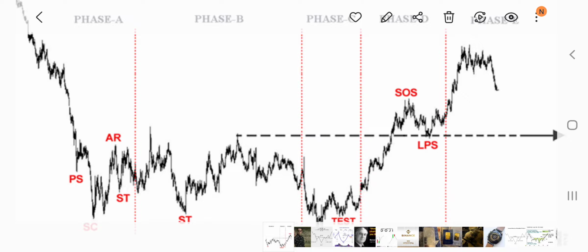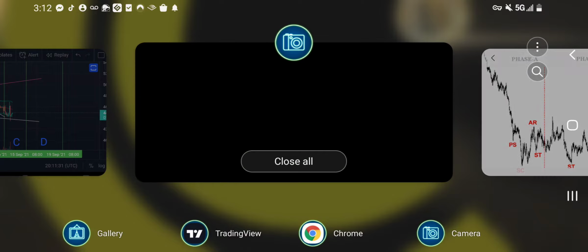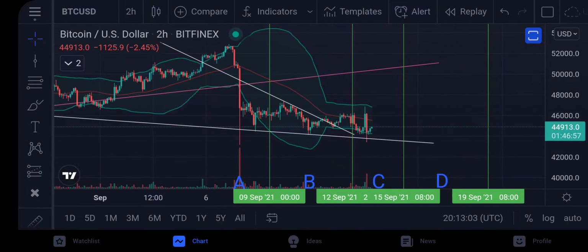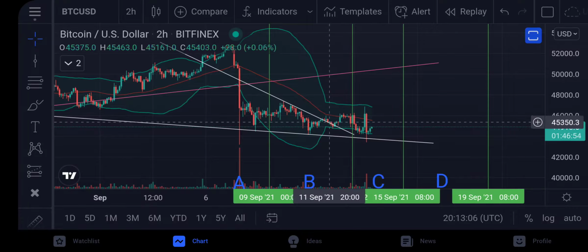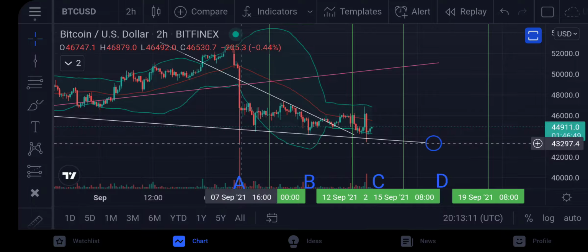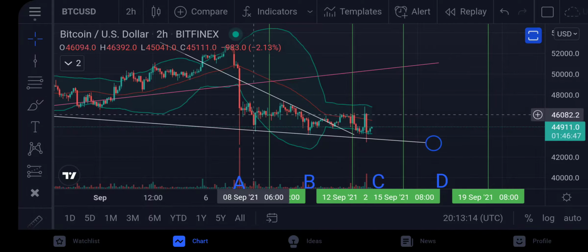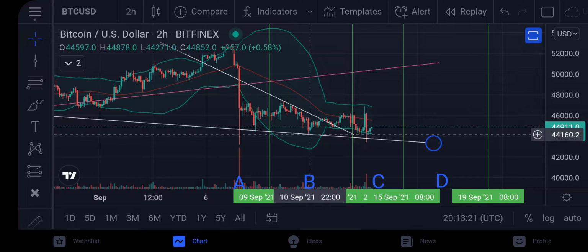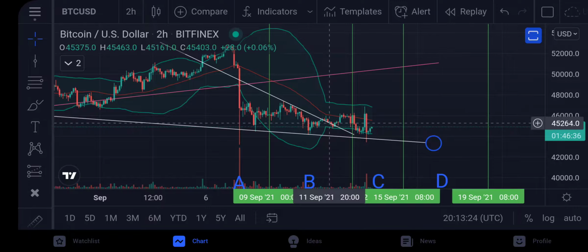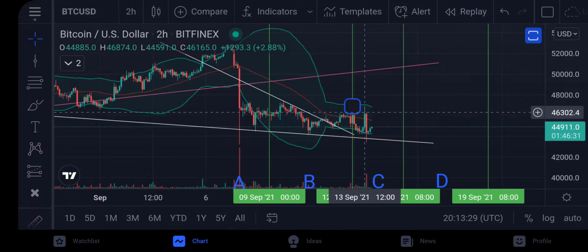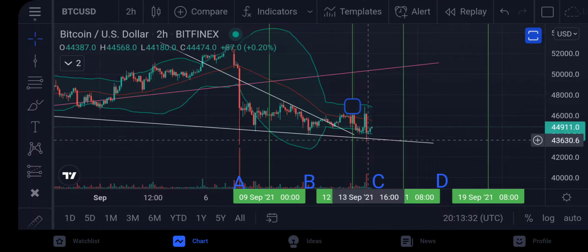Okay, so now we're gonna look at the Bitcoin chart. I'm looking at the 2-hour chart right here. As you can see, phase A, we went down. This is actually a really heavy downtrend. That's the drop. We went back up. We went down a little bit lower, phase B, then went up again, right? And then today, this is what happened with a big spike at the top and then dropped back down.